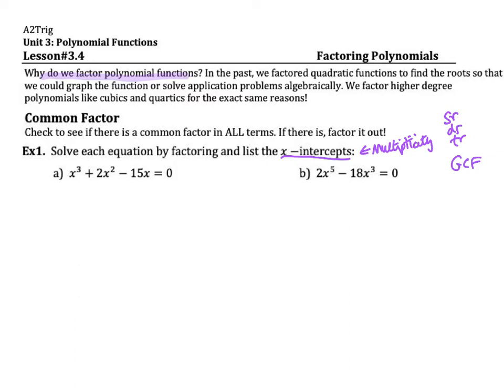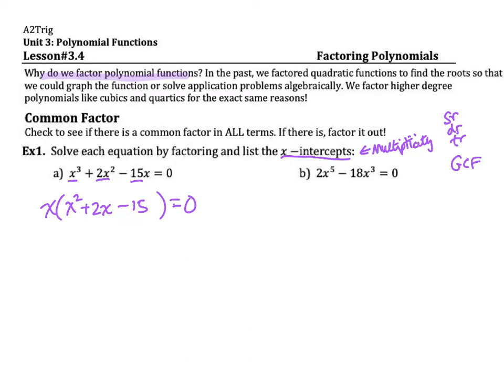I don't know why, as people get older, they tend to forget about the greatest common factor. So we need to look. x cubed is divisible by x, 2x squared is divisible by x, and negative 15x is divisible by x. So therefore, I'm going to factor out that greatest common factor of x. I divide each of those terms by x, so I would end up with x squared plus 2x minus 15. You can do a quick mental distribution to check: x times x squared gives x cubed, x times 2x gives 2x squared, x times negative 15 gives negative 15x. So yes, you have factored out the GCF correctly.